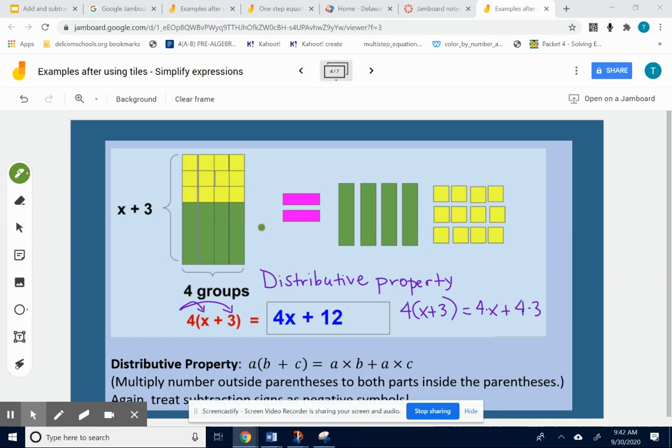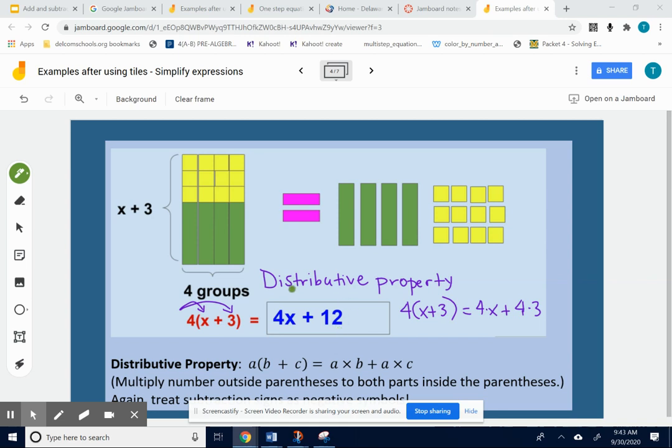If I split that big rectangle up, my four groups of X plus 3, and I just split everything up and kind of separated them out, you'll see that you have 4x plus 12. So that illustrates the distributive property. 4 times x plus 3 is a great big rectangle. If you split that all apart, it gives you 4x plus 12.